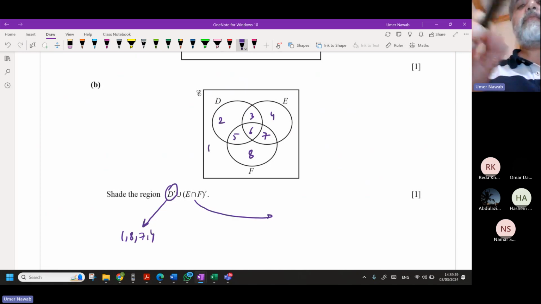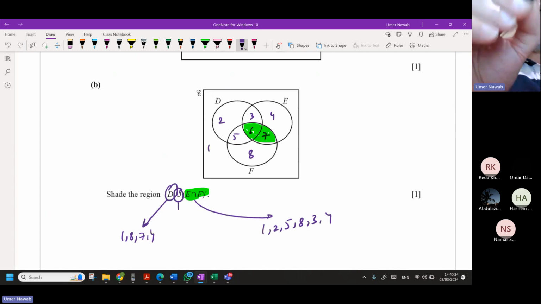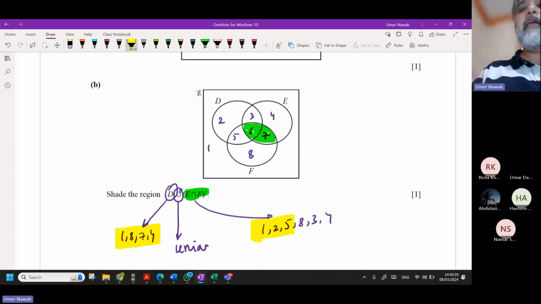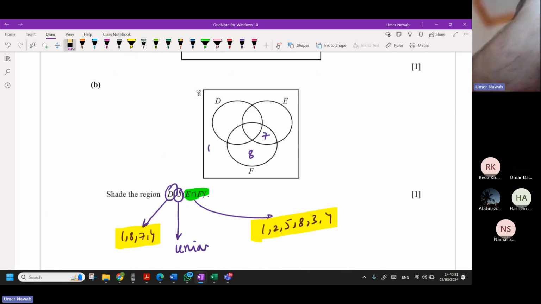Then after that, E intersection F outside. E intersection F is this. I need to take outside. So the outside portion is, let me write it, 1, 2, 5, 8, 3 and 4. Now, what is the symbol written in between? Union. So union means I need to take everything.